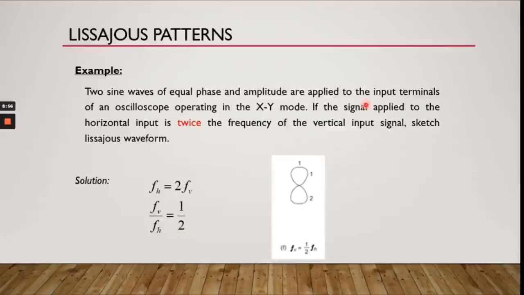So this is a simple example. We have two sine waves. If the signal applied to the horizontal input is twice the frequency of the vertical input, so if the horizontal is equal to twice the vertical, to sketch the Lissajous waveform we get the following equation: Fv equals 1/2 Fh. And if we look at the Lissajous pattern from the figure just now, this is what we are going to get: a shape similar to the number 8.